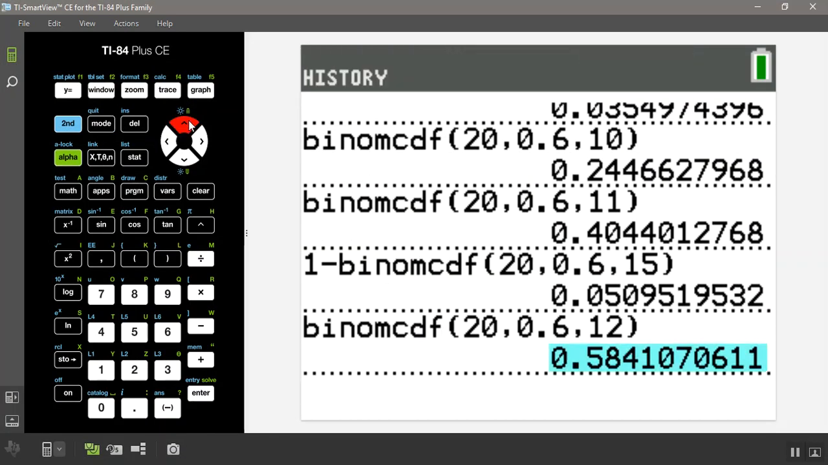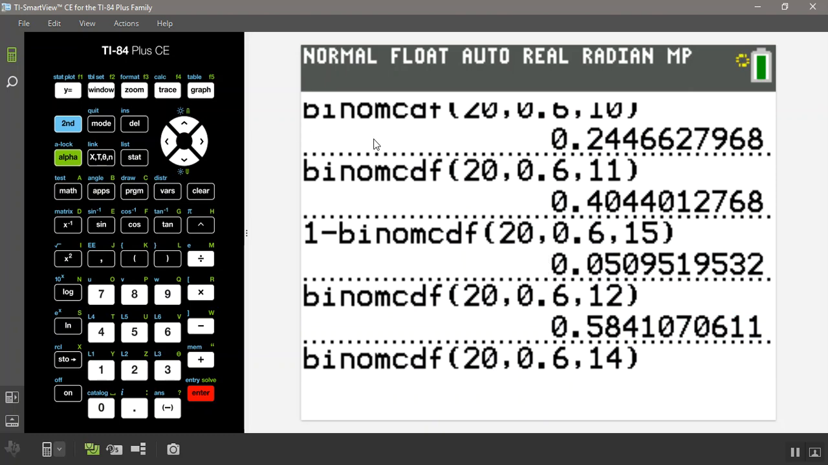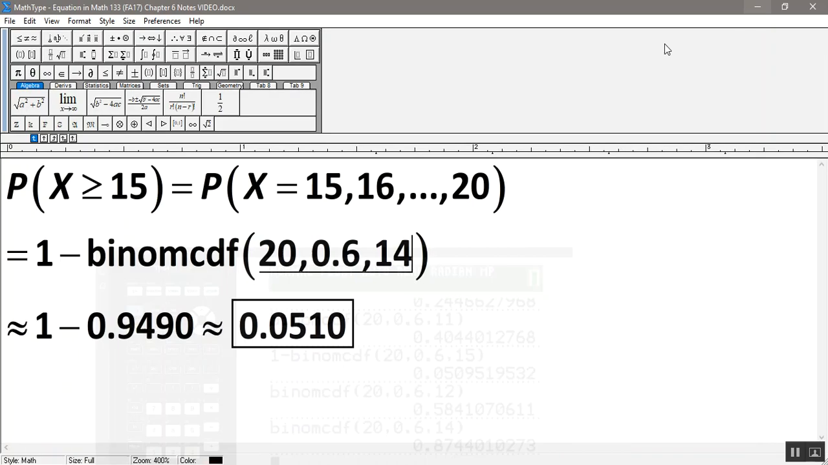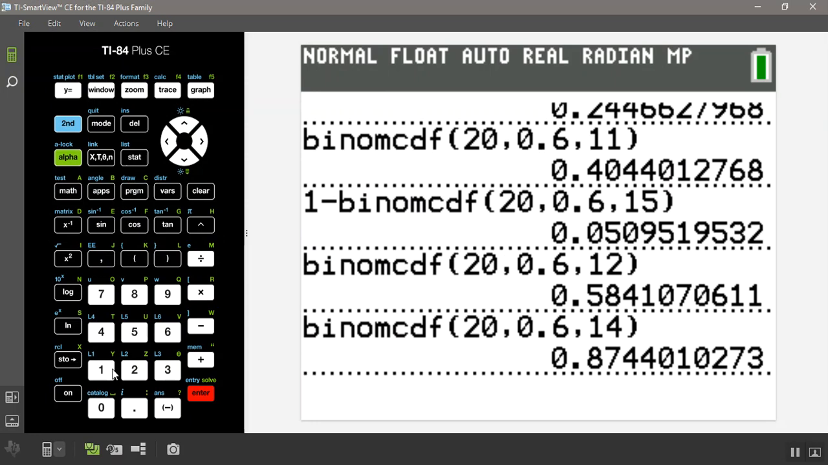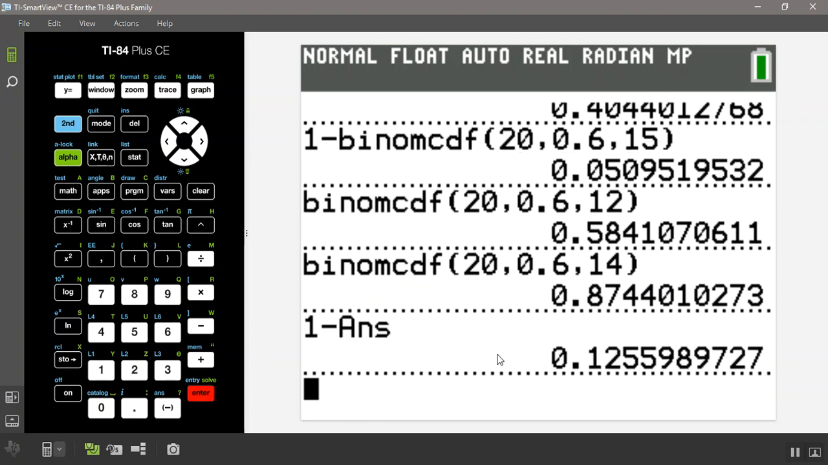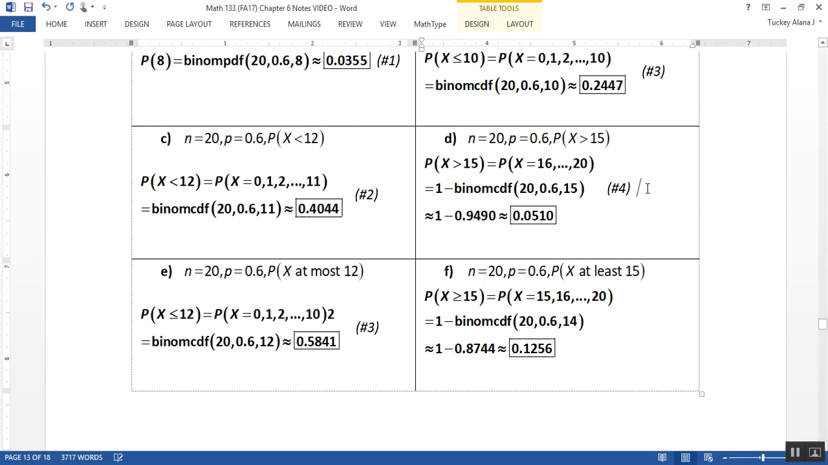So let me go grab this because I'm curious to know the value. I'm going to type binom CDF and make it stop at 14. And I get 0.8744. So this is 1 minus 0.8744. So I go back to the calculator: 1 minus second answer. It's above your negative sign. Press enter and you get 0.1256. So that's rule number 5 that we're using there.